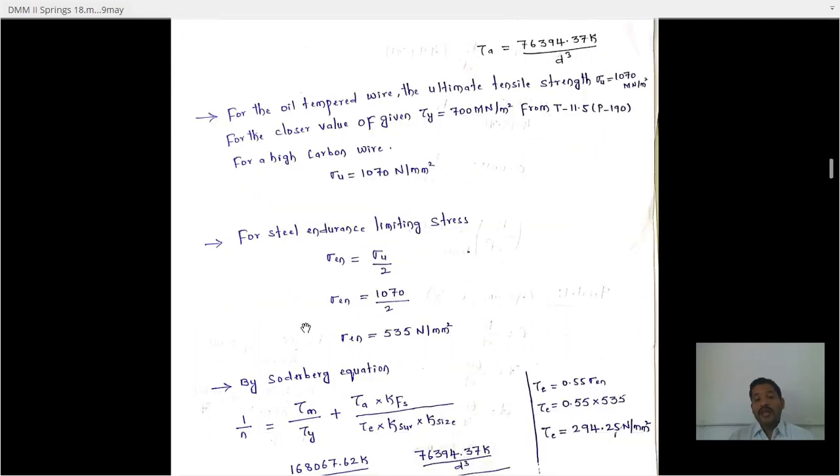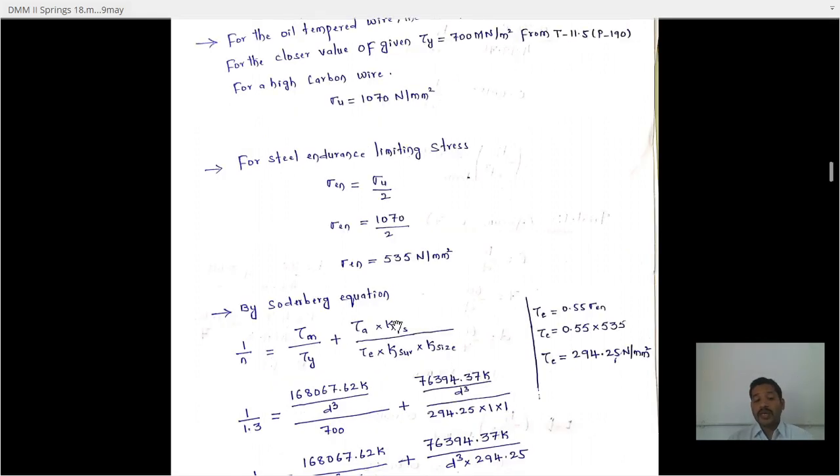After that, if you are getting the ultimate stress, what do we need to find out? We need to find out the endurance stress. If you want to find out the endurance stress, we know the formula: endurance stress is equal to ultimate stress by 2. So here the ultimate stress value is given as 1070 by 2. If you divide 1070, then you will get the answer as 535 Newton per mm square.